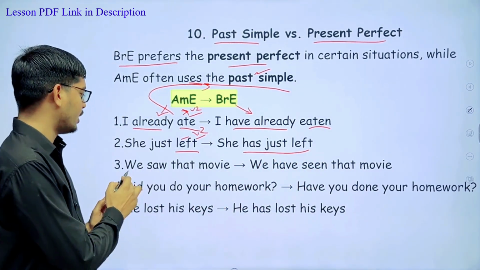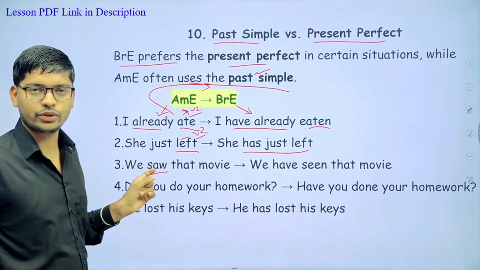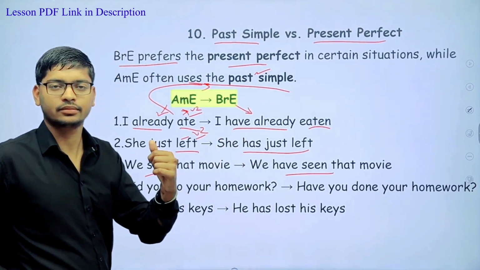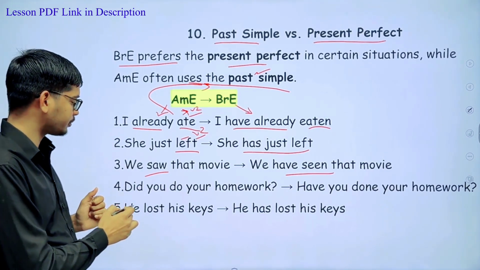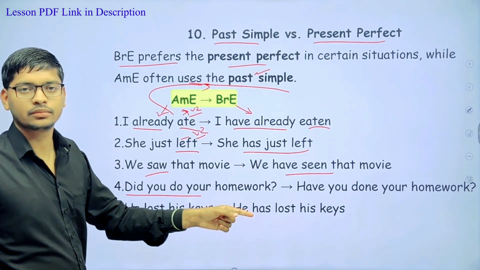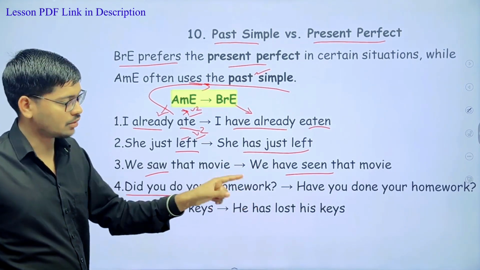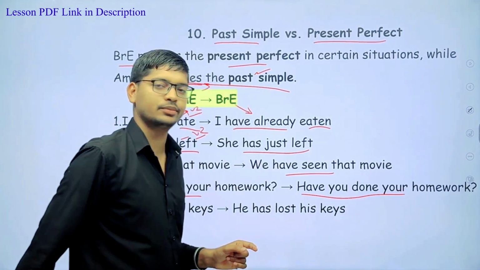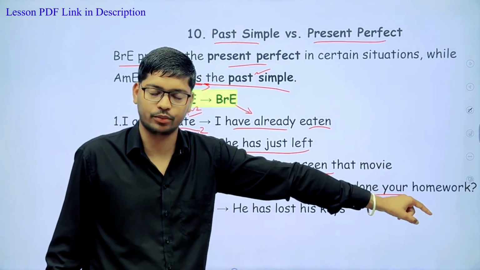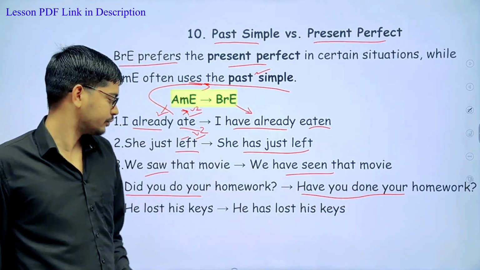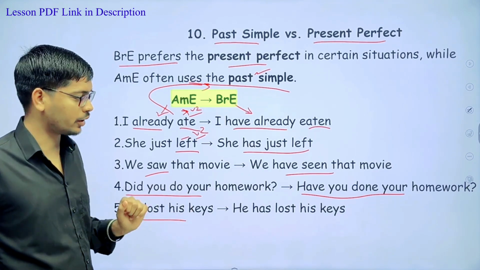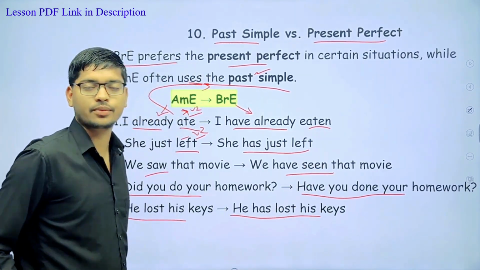Next, we saw that movie. But we have seen that movie. Similarly, did you do your homework? This sentence is in the past simple tense. But have you done your homework? This sentence is in the present perfect tense. He lost his keys. And here, he has lost his keys.